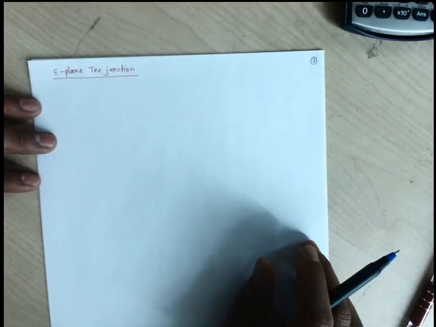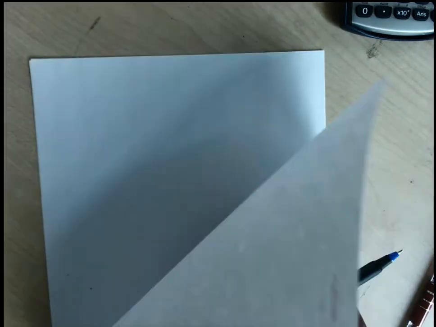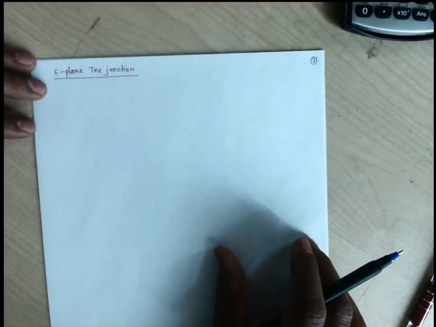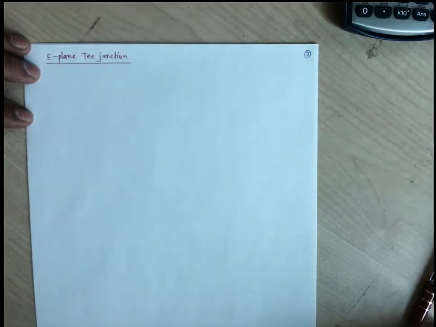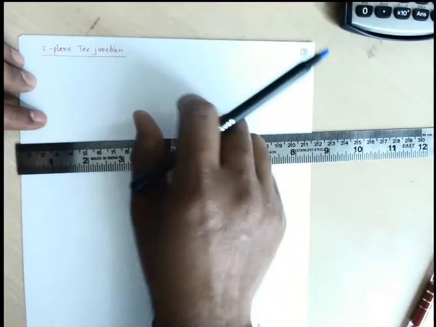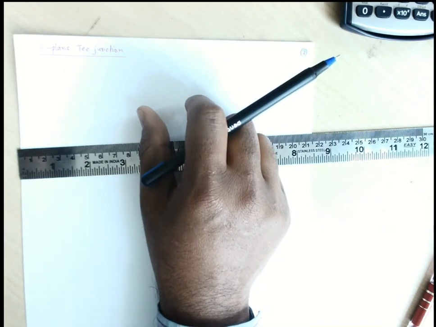E plane T junction. Mute your mic. Okay, I'm just drawing that junction first. Mute your mic. Who is there?